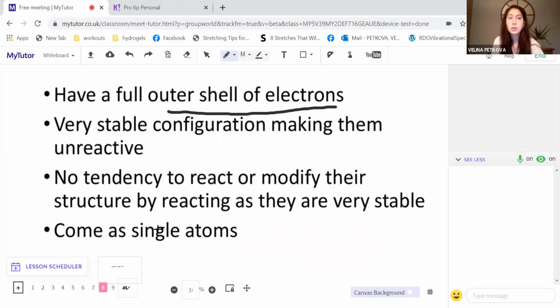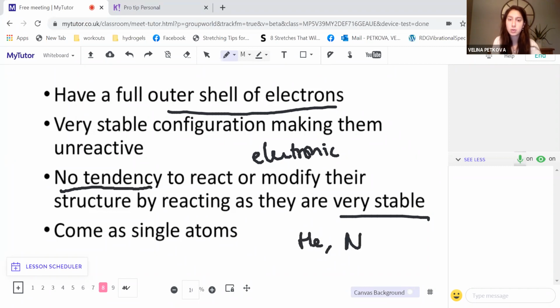So as noble gases already have a stable configuration, it makes them very unreactive, as there is no tendency to react to modify their structure. They don't want to modify their electronic structure, as it is already the most stable it can be. They are already very stable, okay? And that is why you see them as single atoms. That's why it's helium and neon and argon. They're all single atoms.